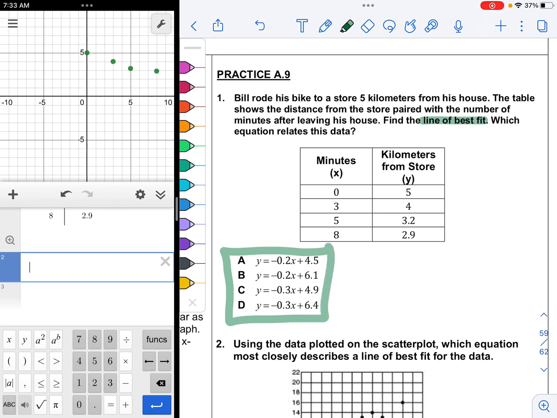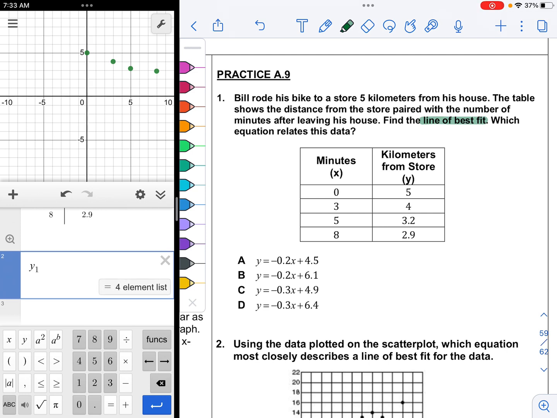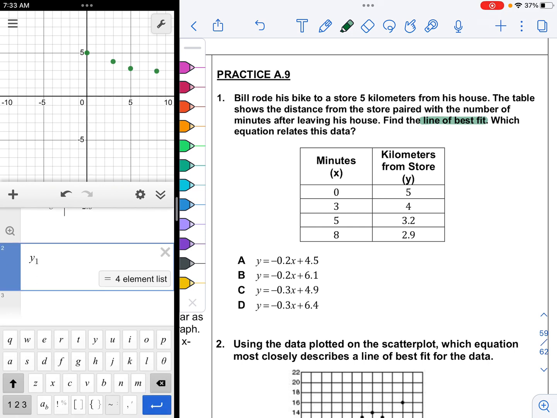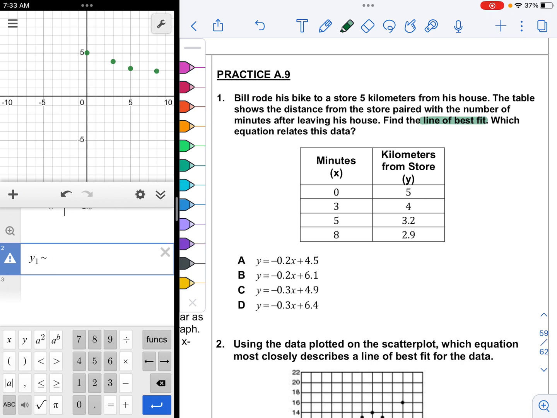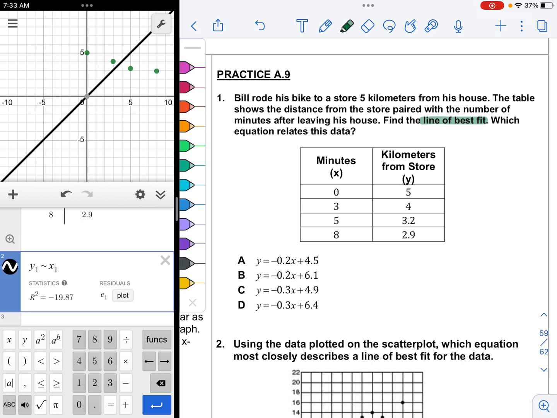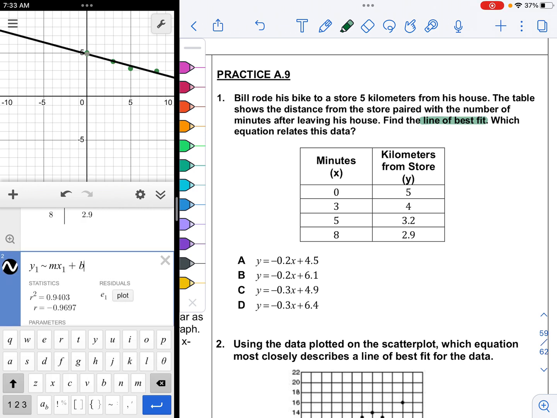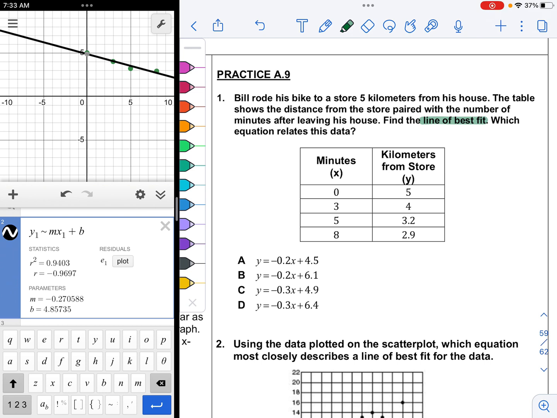You can also see down here in your options that all of those options are lines of best fit. So we're going to follow that formula down there at the bottom, and we're going to put in y1. That's referencing this table where it says y1. We're going to put in a tilde. That's that little squiggle line. mx1, forgot the m there. mx1 plus b at the end. It's going to give us those parameters of negative 0.27, that would round to 0.3, and then 4.857, that would round to 4.9. So that would be letter choice C.